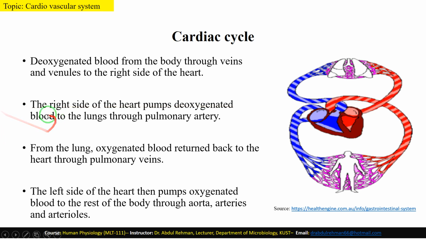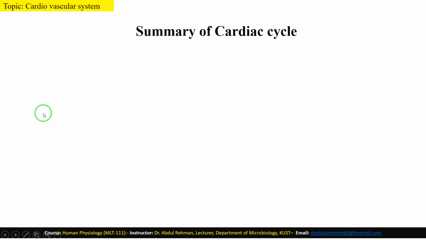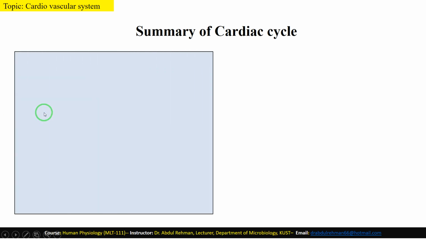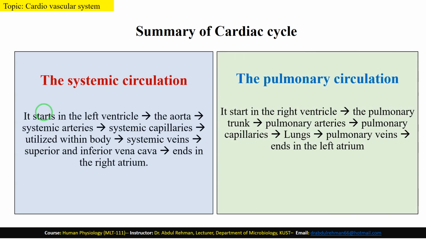These whole events are called the cardiac cycle. Summary of the cardiac cycle. As we have discussed, there are two circulatory systems. One is the systemic circulation and another one is the pulmonary circulation.